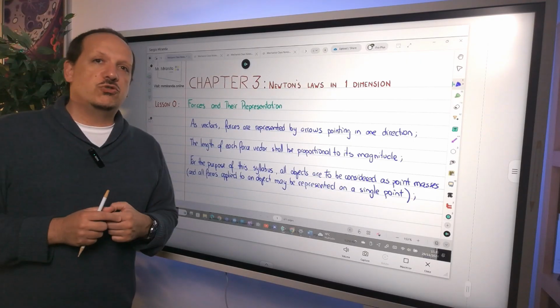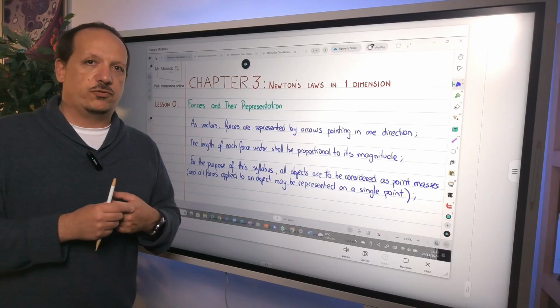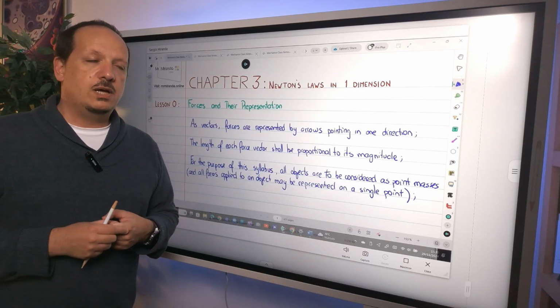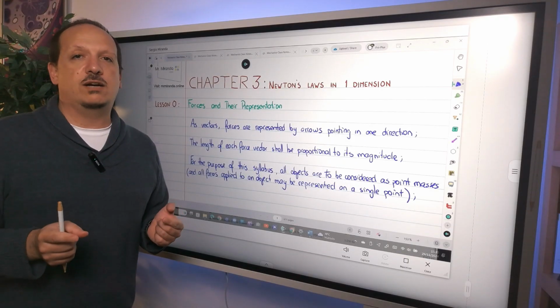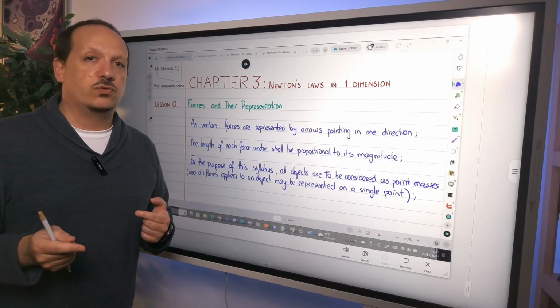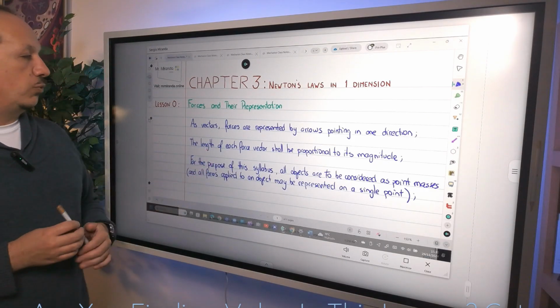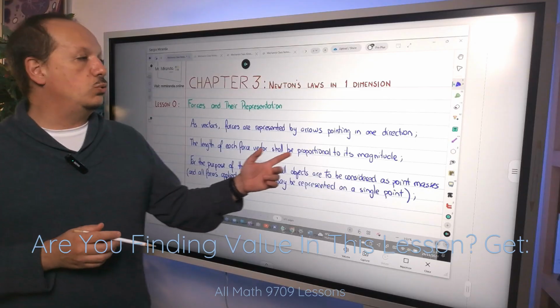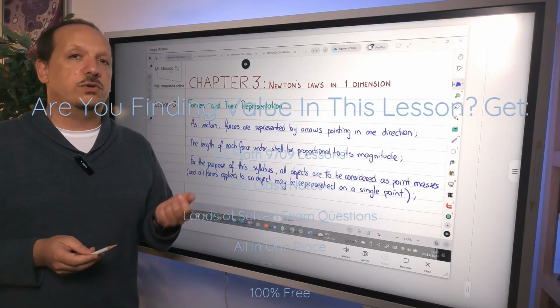In each question that you are going to do, I urge you to make a little sketch of the forces acting on an object. And as much as possible, I want you to make the size of these arrows, of these vectors, of these forces, proportional to their magnitude. So the length of each force vector shall be proportional to its magnitude. This will help you a lot understanding what is going on.